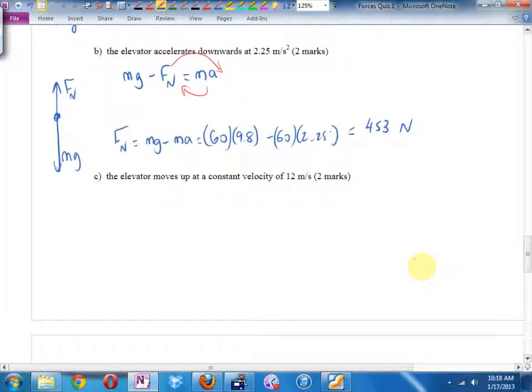C. Elevator moves up at a constant velocity. Okay, here's my free body diagram. Gravity down. Normal force up. It's traveling upwards. Doesn't say accelerating. It's traveling upwards. I'm going to assume normal force is winning. Now, technically, I'm wrong. I think it's going to end up being a tie, but the nice thing about this method is even if you kind of guess wrong, it takes care of itself.